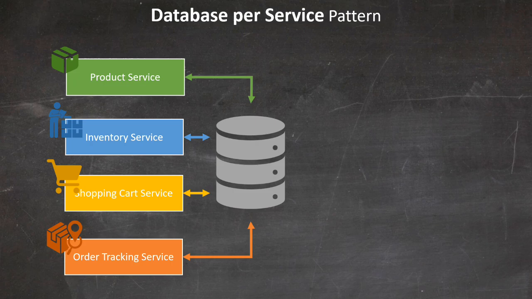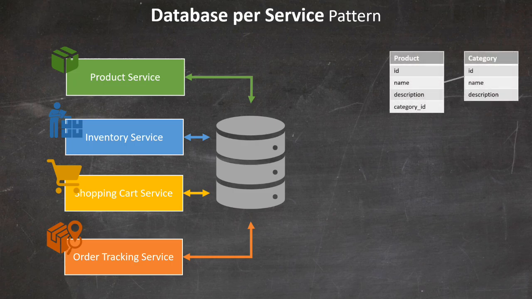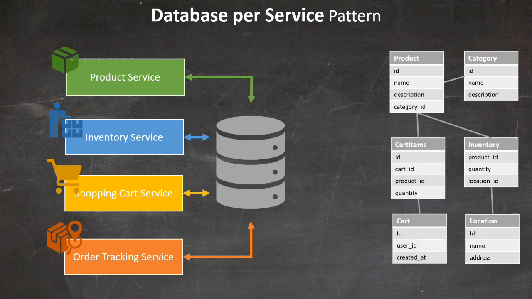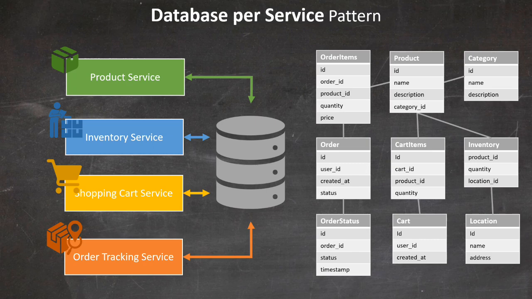Now, assuming you have a good handle on your data, you should be able to clearly identify which service is responsible for creating data and which services consume it. In this example, the product service owns the product and category tables. The inventory service owns the inventory and location tables. The shopping cart service owns the cart and cart items tables. And the order tracking service owns the order, order item, and order status tables.